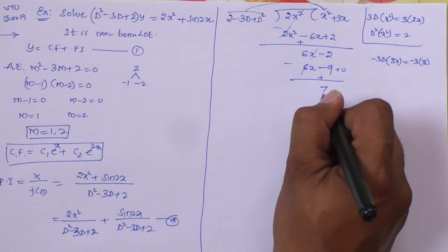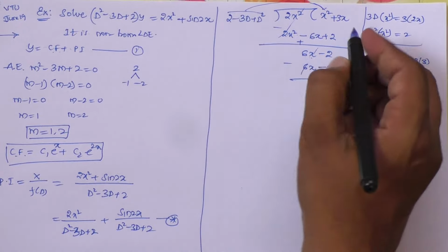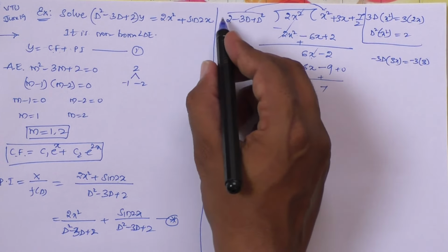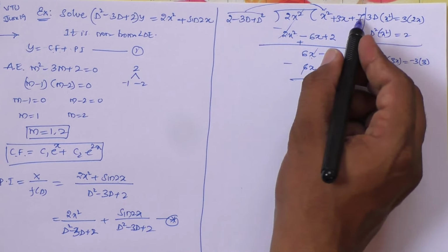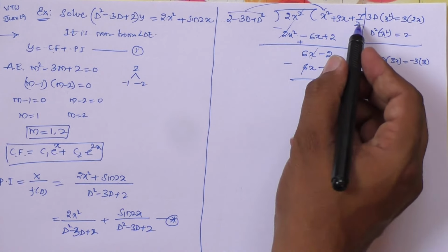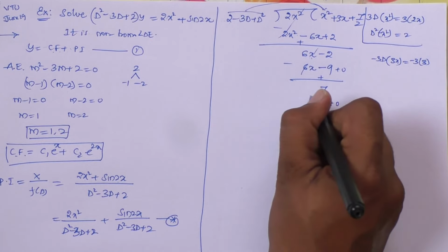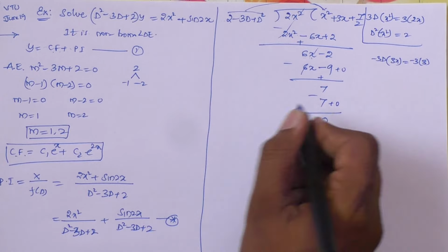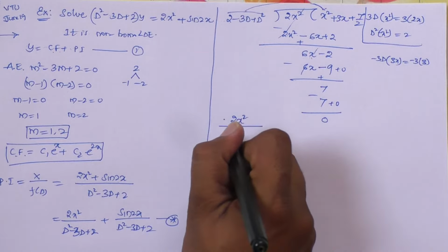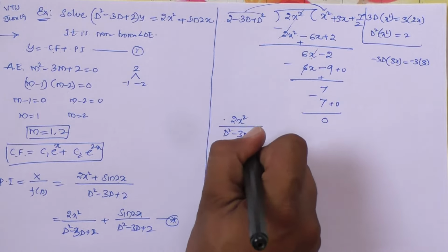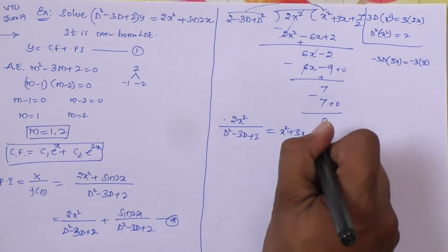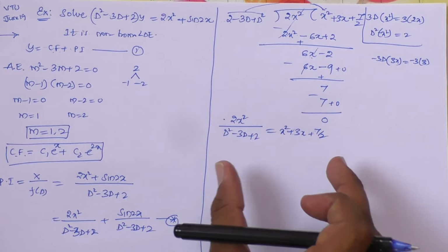Now you have 7 divided by this. Choose quotient 7 by 2. Multiply 2 minus 3D plus D square by 7 by 2. So it will be 7, 2 into that 7, and the differentiation of that term will be 0. So 7 minus 7 is 0. Now we got remainder 0. Therefore finally we can conclude that 2x square by D square minus 3D plus 2 is equal to x square plus 3x plus 7 by 2. So this is the first term.